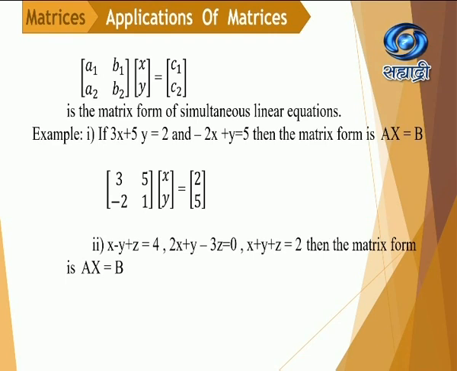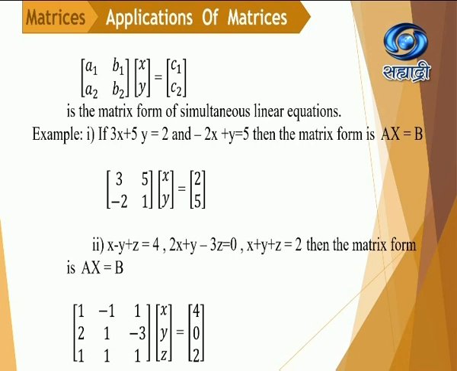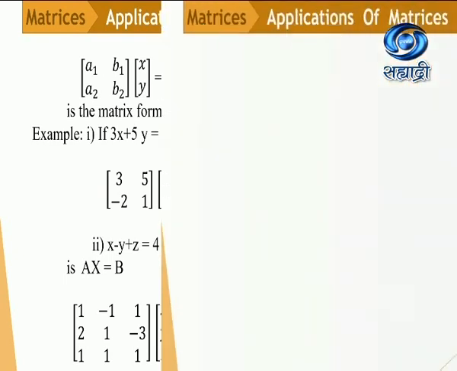Second example is for three linear equations in three unknowns. So here is the matrix form of the linear equations. You'll see here A is nothing but the matrix of coefficients. Then we have a column matrix x, y, z which is equal to the matrix of constants. In the examination, to write this matrix form, you have 1 mark.